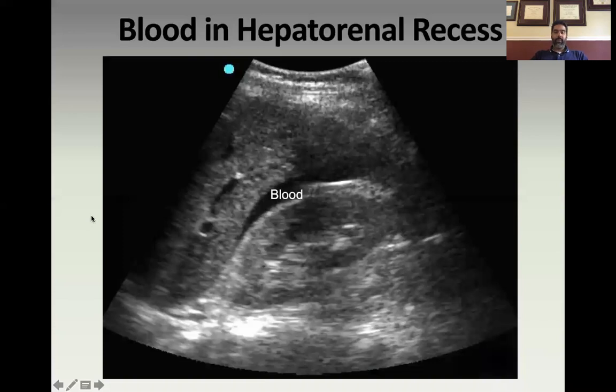Now let's look at some abnormals. Here is a positive hepatorenal space. So here is your liver, your kidney here, and you have an anechoic space here between the liver and the kidney. That is fluid. In your trauma patient, you assume that free fluid is blood. So this is blood in the hepatorenal space.